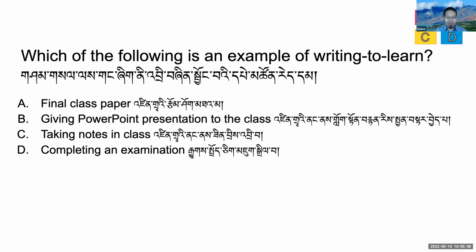The one response is that the first response, I think that final class paper is to communicate, and the second response is the final class paper is the goal is to improve your writing, not to communicate with others. So that's why I chose the first one.